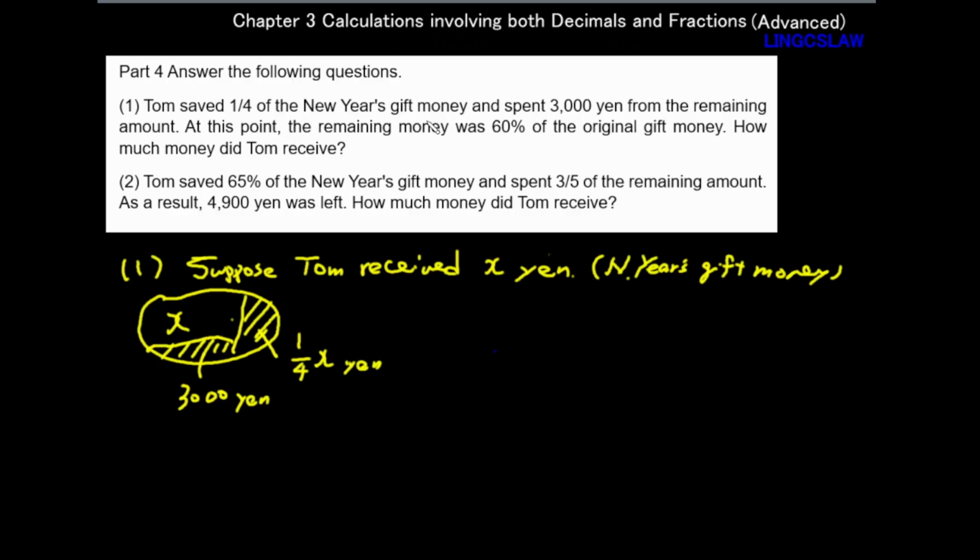At this point, the remaining money was 60% of the original gift money. So this part is 60%, so 0.6x. So we can build an equation. So X, the original money, minus 1/4 X minus 3,000 equals 0.6 X.